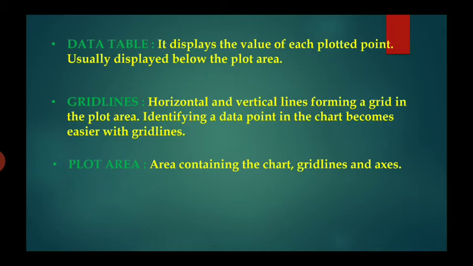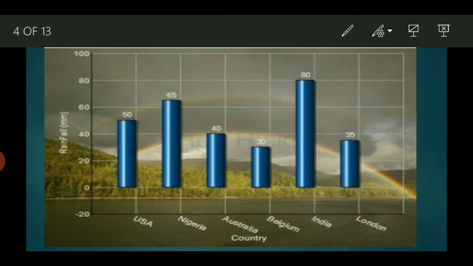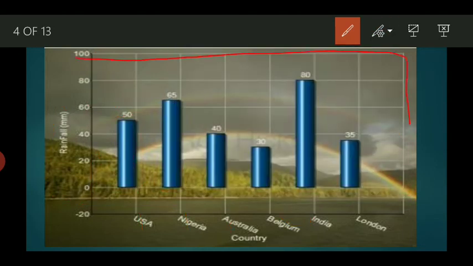The next element is the plot area. The area containing the chart, grid lines and axes is known as the plot area. Now if you see the picture, you can see the three important things: the axes, x-axis and y-axis, the chart that is drawn, and the grid lines. So these are the three important things which you will see in the plot area, where we can see the x-axis, y-axis, the chart and the grid lines.